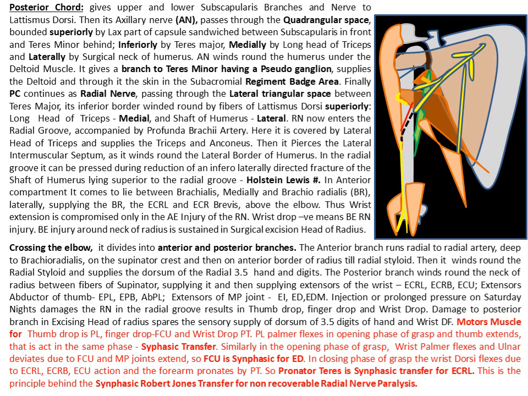The posterior branch winds round the neck of the radius between the fibers of the supinator, supplying it and then supplying the extensors of the wrist, which are extensor carpi radialis longus, brevis, and extensor carpi ulnaris; extensors and abductors of the thumb, which are extensor pollicis longus, extensor pollicis brevis, and abductor pollicis longus; and extensors of the MP joints, which are extensor indicis, extensor digitorum, and extensor digiti minimi.